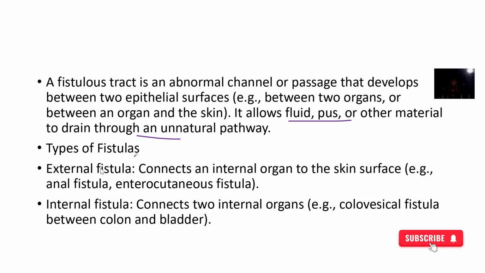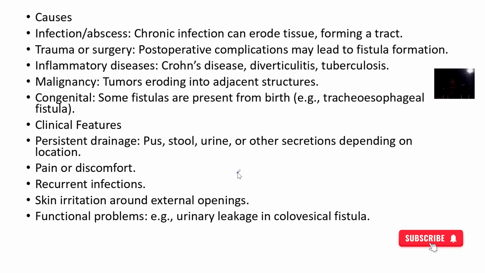So types of fistulas, we have the external fistulas. This one connects an external organ to the skin surface. We have the internal fistulas. This one is between what? Two internal organs. Okay. So causes could be due to infections or abscess. Could be a trauma or surgery.